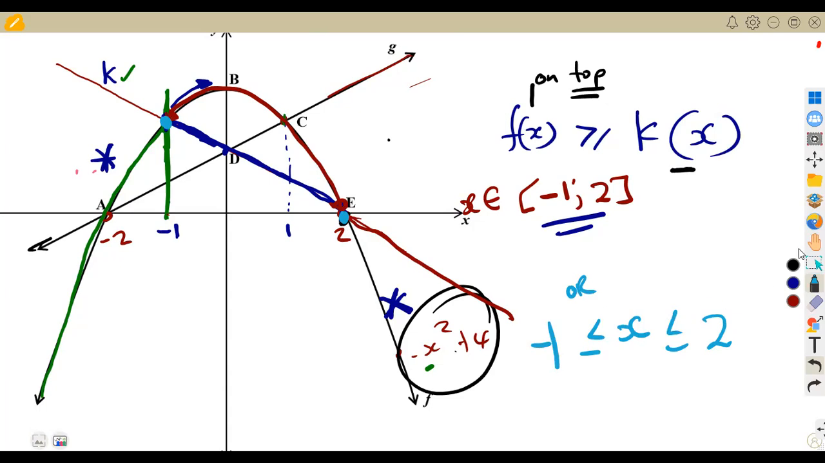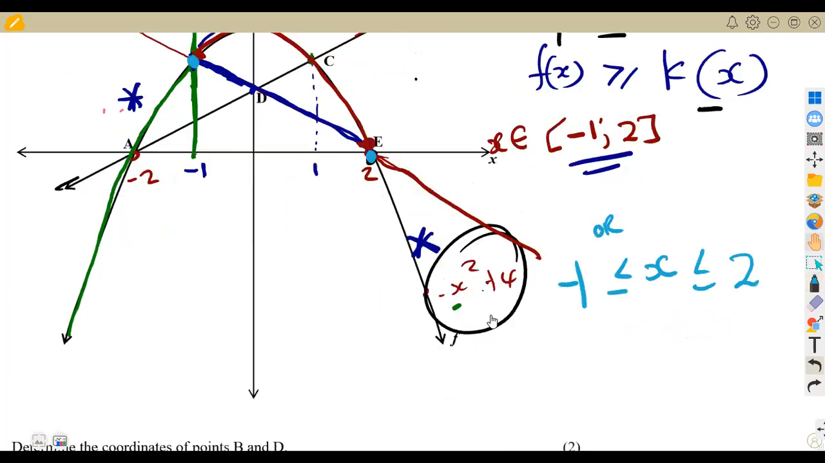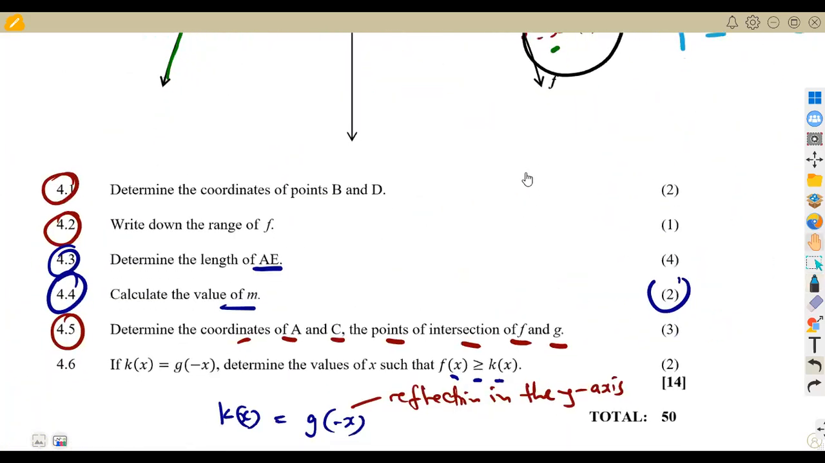But take note, we are done, guys. As you can see, we have answered the whole of the paper, which is everything, 50 marks.